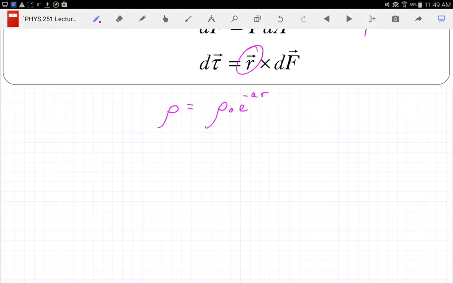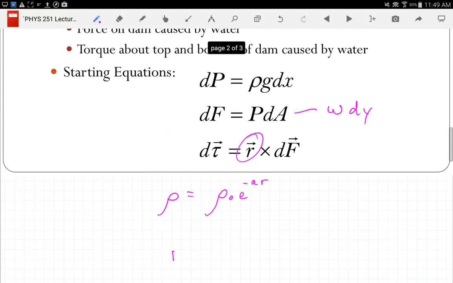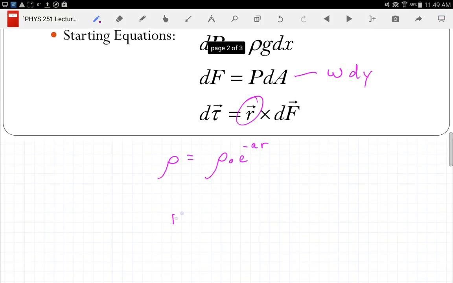That actually wouldn't be a good problem. I can't do that one. The reason why is reasonably simple. Even though this is an exponentially decreasing function, you still would have enormous weight above, and I would have to find my pressure.